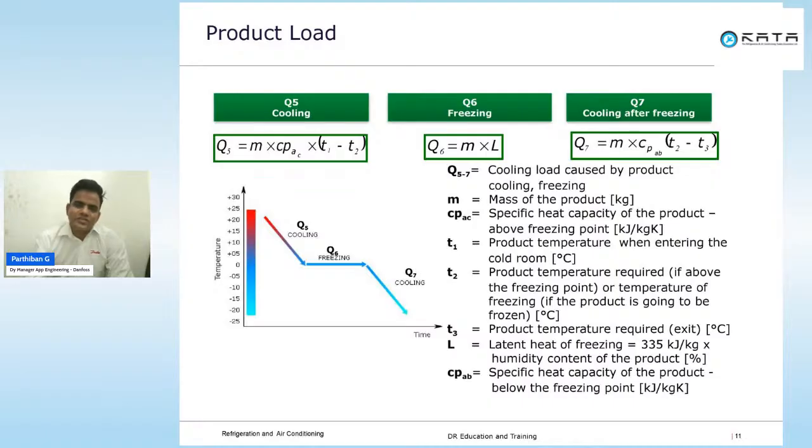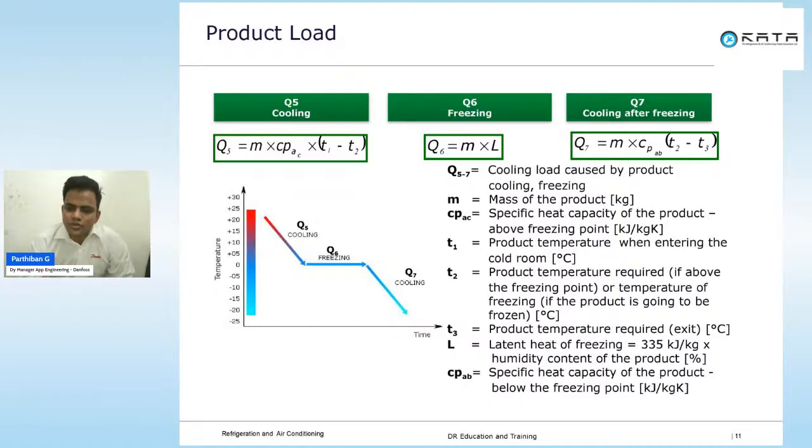Say 10 tons is there. The moisture content is 5%, which is approximately 500 kgs. 500 kgs of water will be present in the 10 tons. In this 500 kgs, we are going to multiply it with 335 kilojoules per kg. So to convert 1 kg of liquid to ice, we need to remove 335 kilojoules of heat. So for 500 kgs, 500 into 335. If the moisture content is 10%, it is 1000 kg for 10 tons.